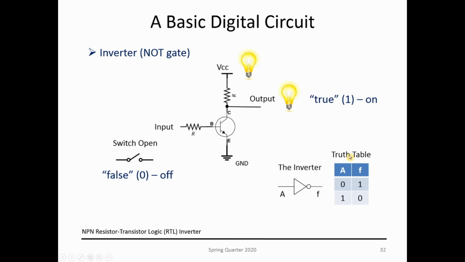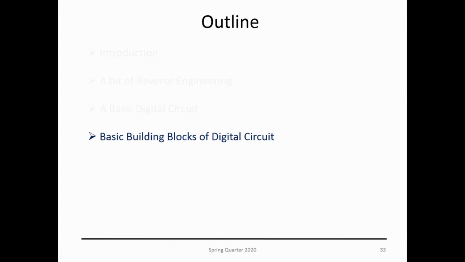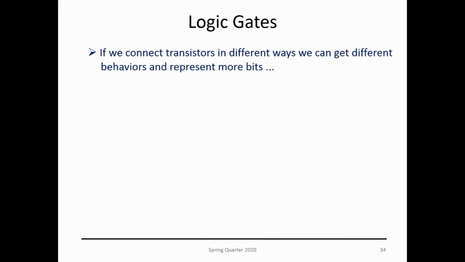And there is a way of representing that information using a truth table, where A is my input, F is my output. I only have one bit, so 2 possible configurations here. And if I have a 0, I get a 1, and with a 1, I get a 0. Alright, so if we connect transistors in different ways, we can get different behaviors. So we can build more gates, different gates.